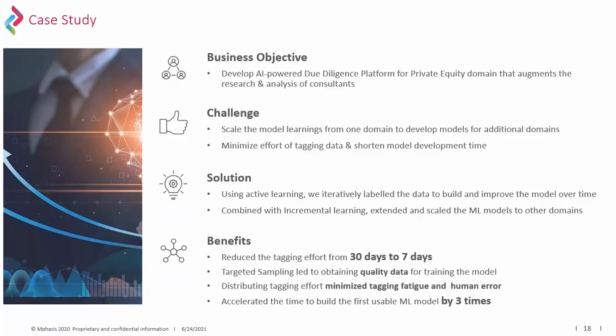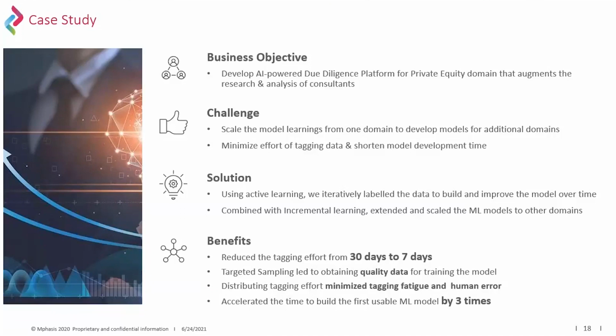So when we were scaling our system to the second domain, we started with a small sample, a 25% size sample of just 5,000 data points this time. And those were tagged in around 7 days.